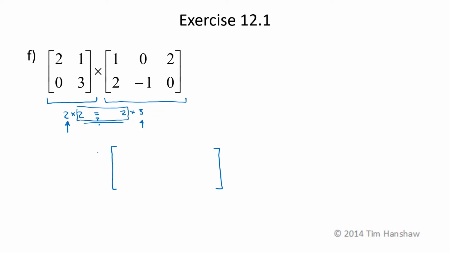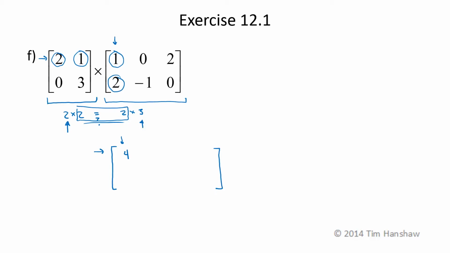The element in the first row and the first column will be the sum of the products of the elements in the first row of the first matrix times the first column in the second matrix. This element will be 2 times 1 plus 1 times 2. 2 plus 2 is 4.